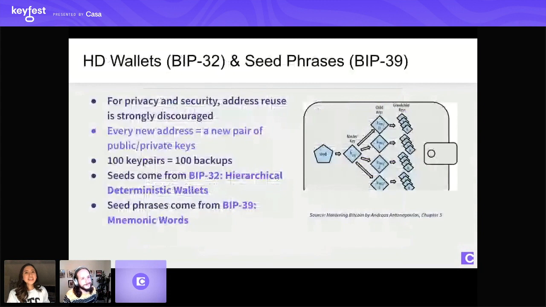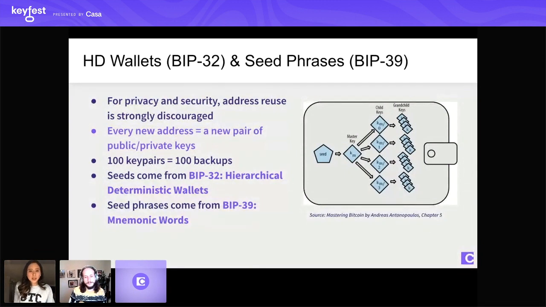Cool. So lastly, I do want to touch on some enhancements to how addresses and keys are structured in wallets, because it's a little more complicated than just having a single public-private key pair. And this is going to be the slide if you're interested in derivation paths, if you're interested in generating more than one key pair for your wallet. This is the stuff that's going to be of interest to you. So for privacy and security reasons, address reuse is strongly discouraged in Bitcoin, but this means that every time you want to generate a new address, you have to make a new pair of public and private keys.